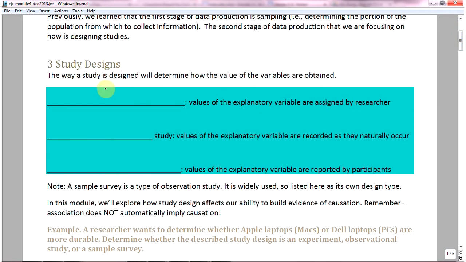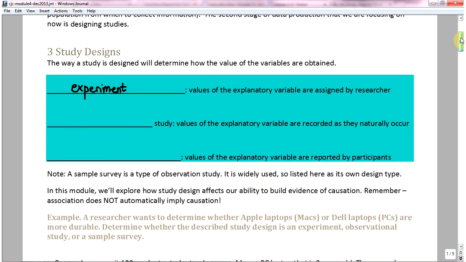The way that a study is designed will determine how the values of the variables are obtained. So the first design is one in which the values of the explanatory variable are assigned by the researcher. This type of study is called an experiment. So the key to an experiment is that the researcher assigns the values of the explanatory variable to the participants.